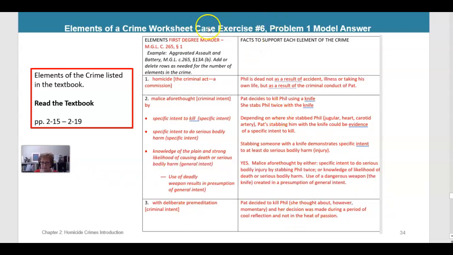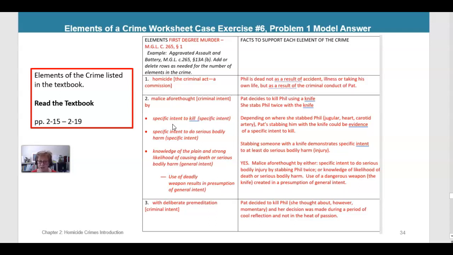You will see these elements come from the textbook. They are what the government must prove as the criminal act and criminal intent. Of course, they also will have to prove concurrence of act and intent, which will be easy to do because the facts tell you that Pat intended to kill Phil, took out a knife, and stabbed him twice.